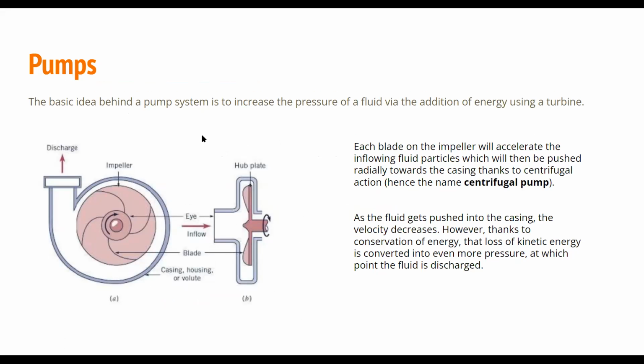Each blade on the impeller will accelerate the inflowing fluid particles, which will then be pushed radially towards the casing, thanks to centrifugal action. So that's from the inflow to the eye to what the casing is on the figure on the left. As the fluid gets pushed into the casing, the velocity itself is going to be forced to decrease. However, thanks to conservation of energy, this decrease in kinetic energy will be converted into pressure, at which point the fluid will be discharged. And that's the whole point of the pump.